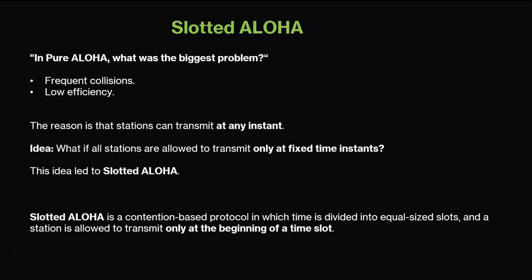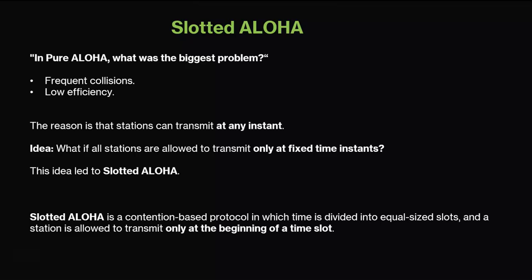In Pure ALOHA, what was the biggest problem? Frequent collisions and low efficiency. Why? Because stations could transmit at any random instant. So what is the bright idea? What if we restrict stations so they are only allowed to transmit at fixed time? Brilliant, right? So this idea led to the creation of Slotted ALOHA.